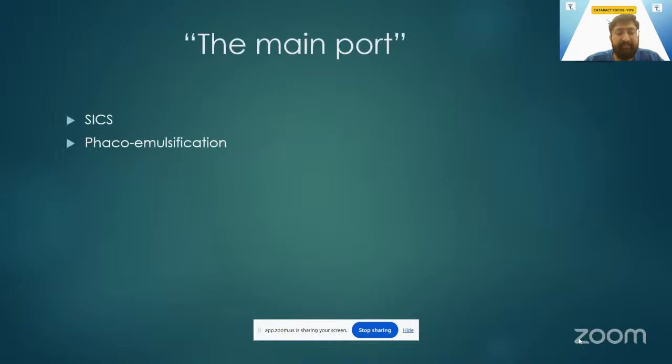Now the next main thing I talk about is the main port. Talking about the convention, or the current era, SICS is when you make a scleral tunnel and then enter into the anterior chamber. And in phacoemulsification, if the world is divided into two, it's usually scleral phaco as well as clear corneal incisions. In the subsequent slides, I would try to put some light into both of them.